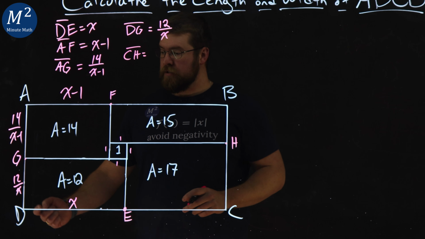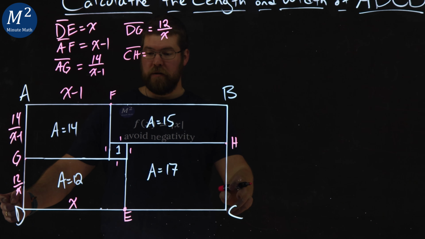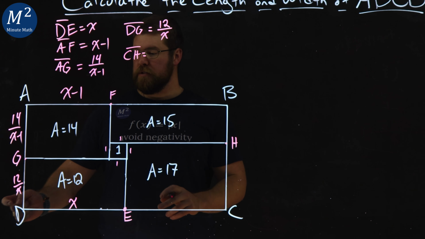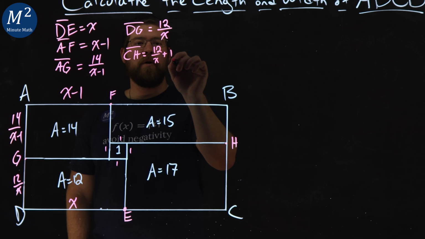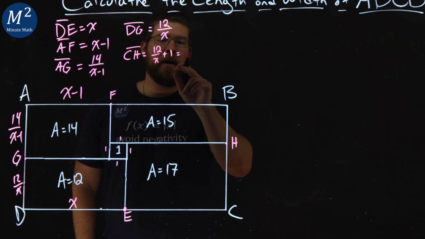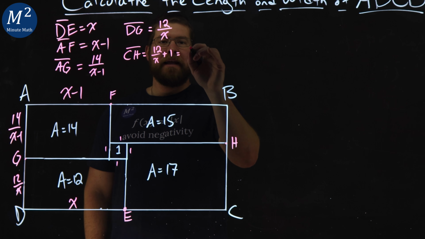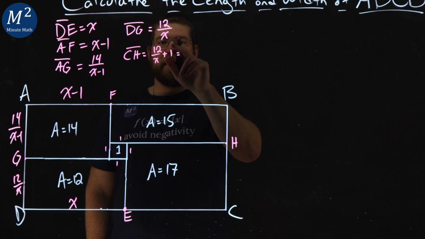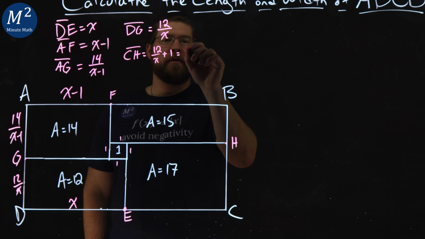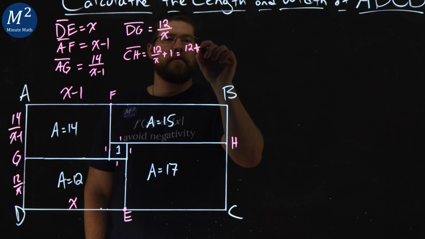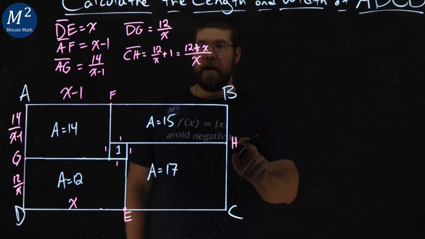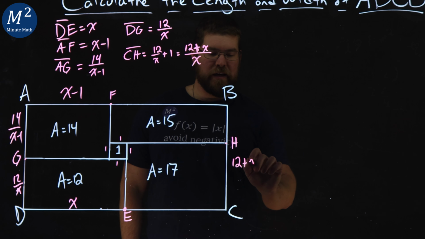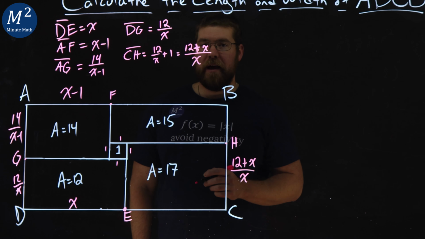Well, CH is the length of DG plus 1. So DG plus 1 is 12 over X plus 1, or we can rewrite that as one big fraction. Make it X over X to get a common denominator: 12 plus X over X. So we can label that here. CH is 12 plus X over X.